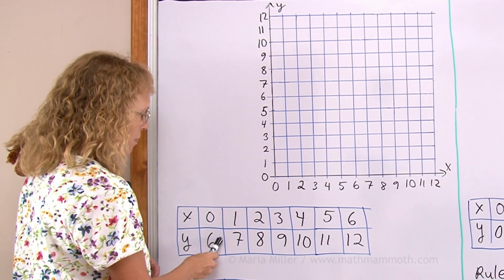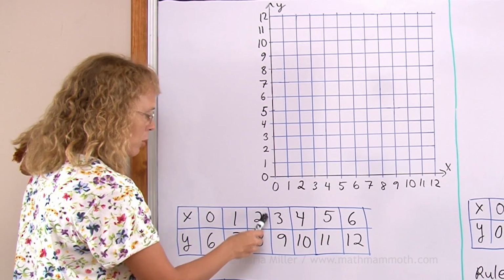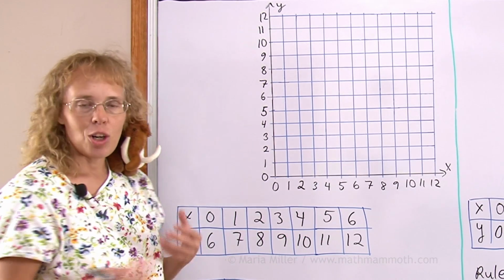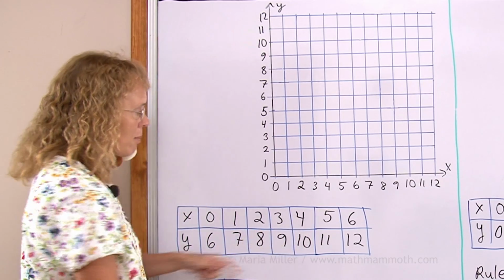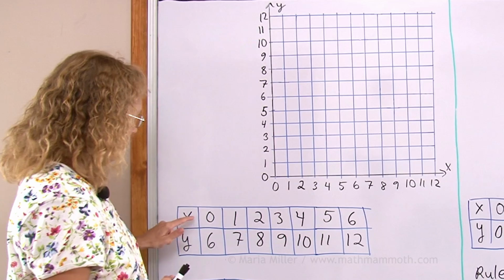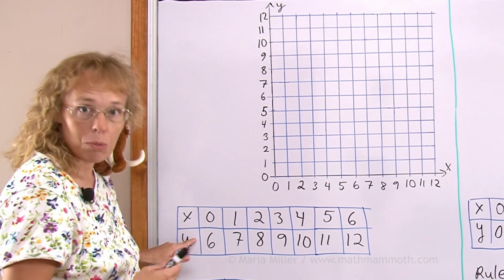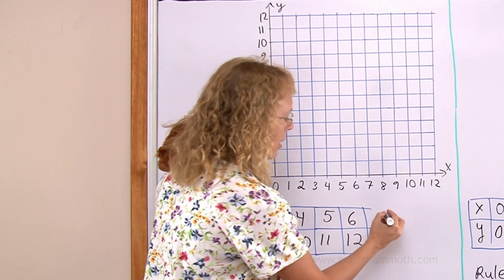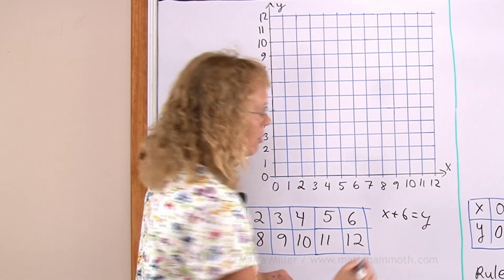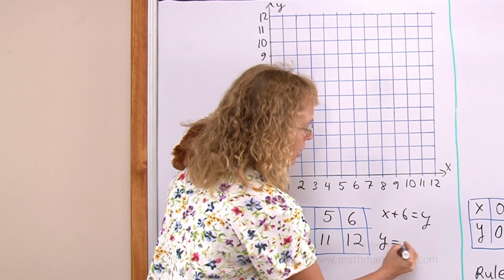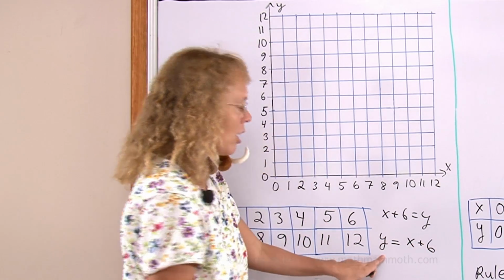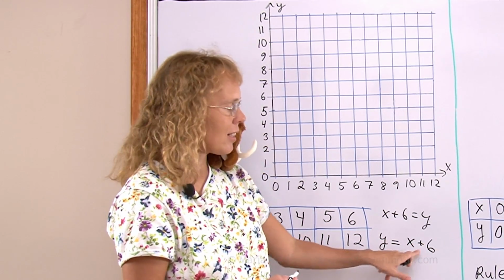0 and 6, 1 and 7, 2 and 8. What's the connection here? Okay, I hope you can see it, that each time this number plus 6 gives you that, right? In other words, x plus 6 gives you y. I'll write it here, you can write it like this. X and 6 makes y, or as is customary in mathematics in this graphing context, we give it as y equals x plus 6. In other words, how do you get y? You take x and add a 6 to it.